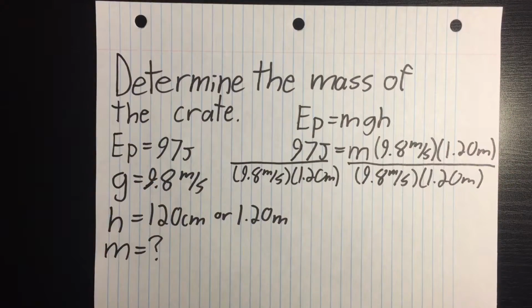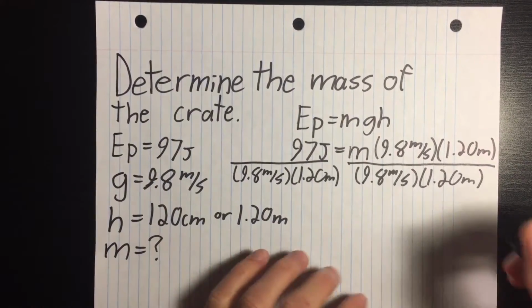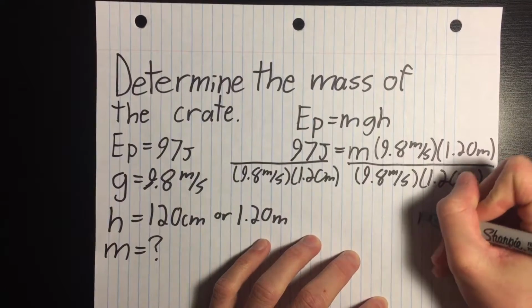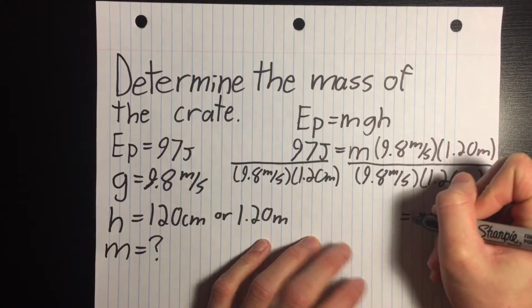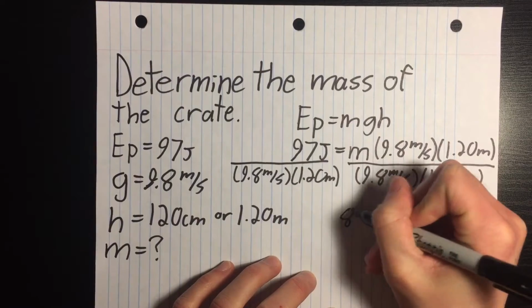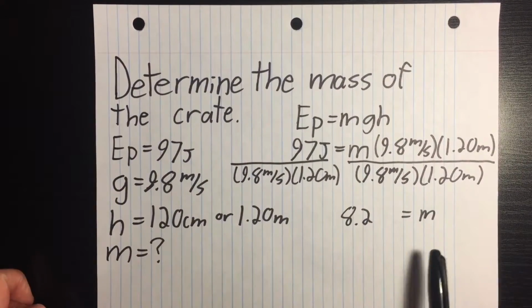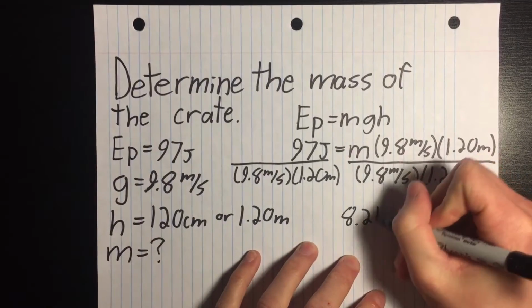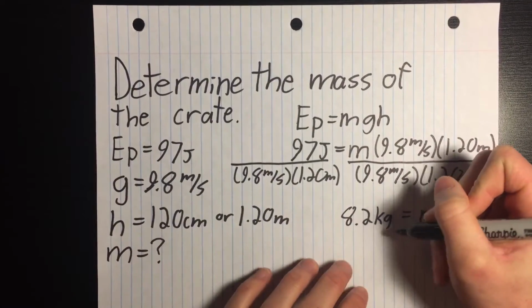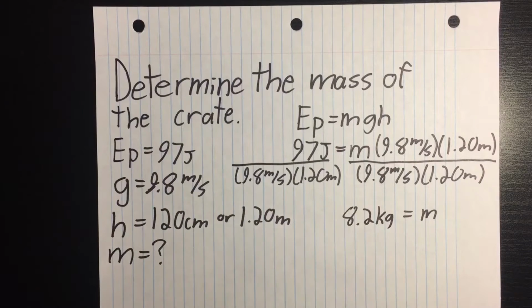Alright, so if you whip that into your calculator, M should equal 8.2. And since it's mass, we're going to use kilograms here. So the mass of the crate is 8.2 kilograms. And that is an equation of potential energy.